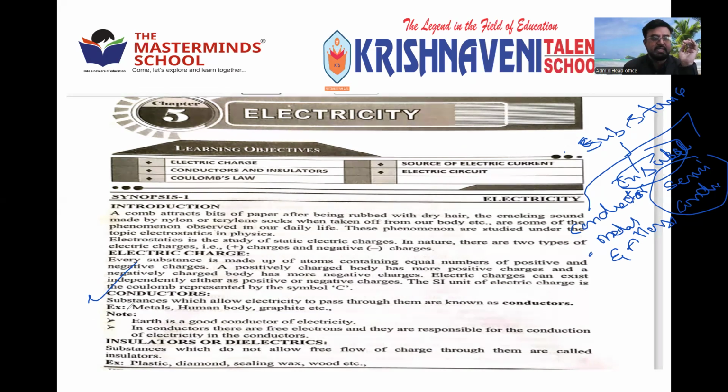See, the first one is conductors. The substances which allow electricity to pass through them are known as conductors. Examples: metals, human body, graphite. In graphite, you know, the matchstick. Over the matchstick, whatever is there, that is called graphite.